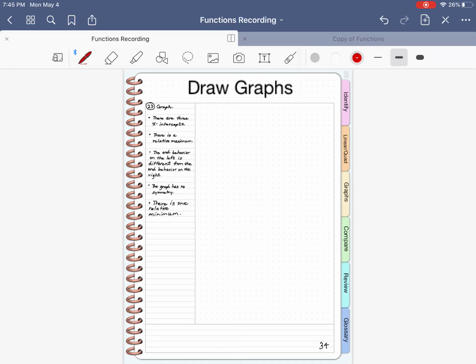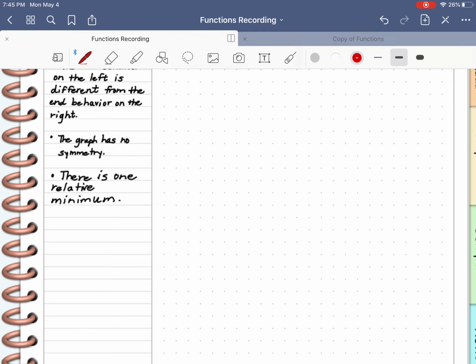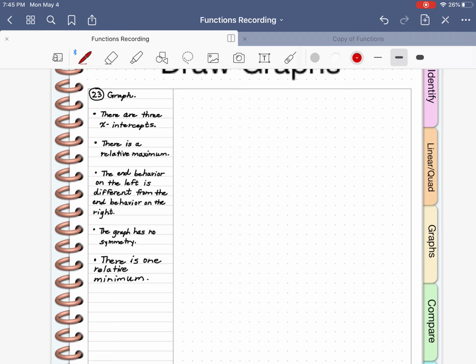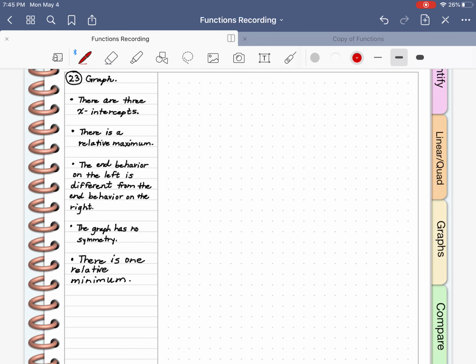Hey guys, this is number 23 on page 34. And this is another one of those I would not worry about at all. It's just a graphing exercise where they're giving us clues. Okay, so I'm supposed to graph this thing, and here are the conditions.